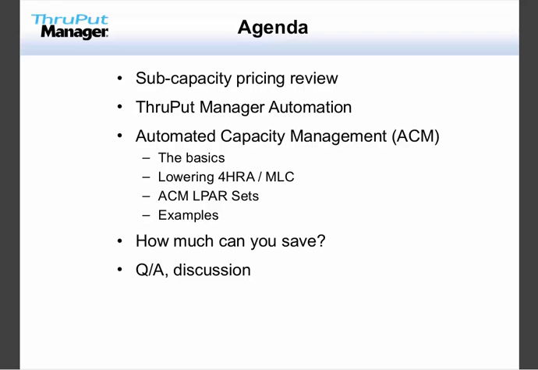A bit of review of how ACM works, how it can lower your 4-hour rolling average, and then we're going to focus on the new function that Selby has developed, ACM LPAR Sets, and he's going to go through a number of examples of how you can use LPAR Sets to lower your 4-hour rolling average in your installation. At the end, just talk a little bit about how much you can save, how we can look at some of your data, and as usual, we'll have lots of time at the end for your questions.